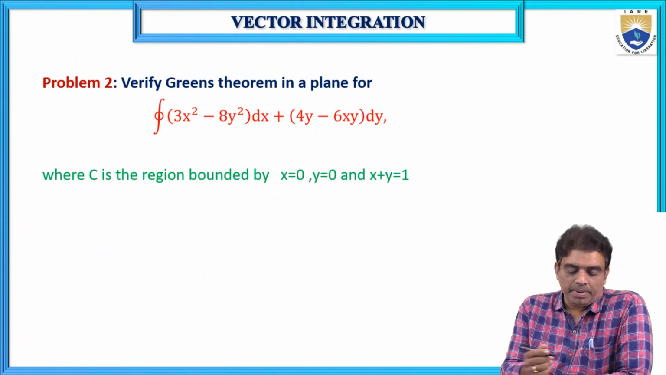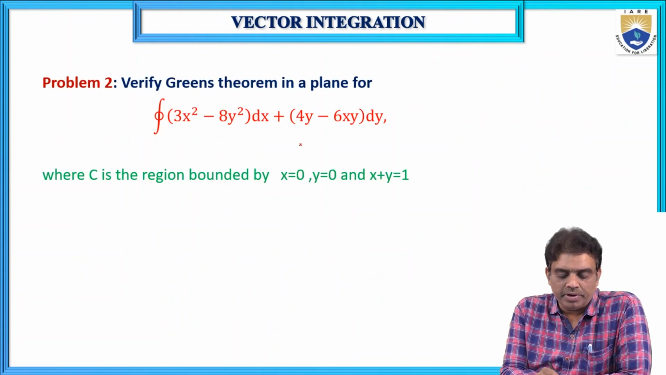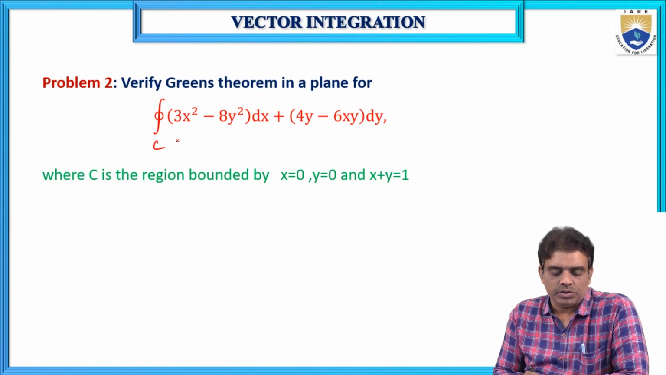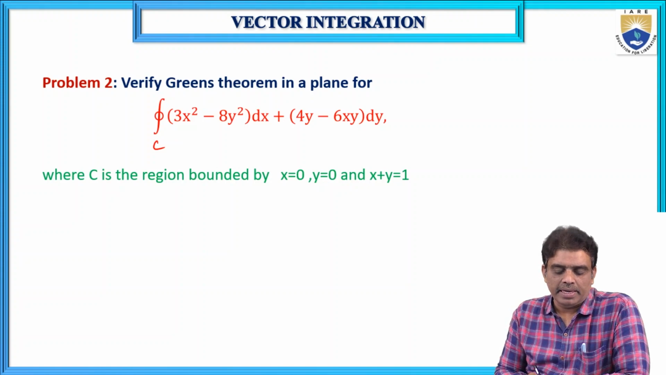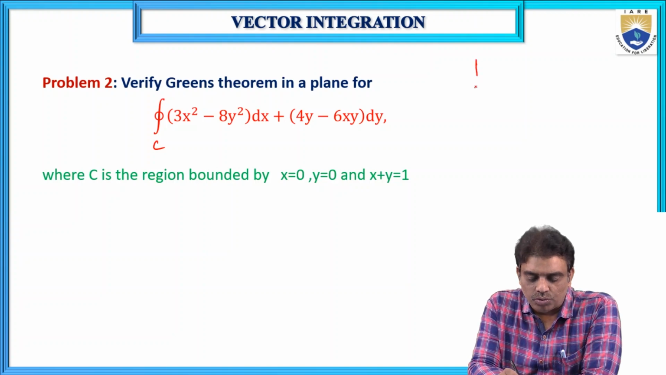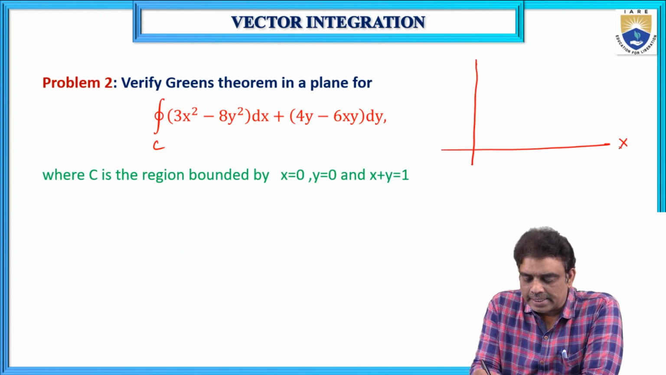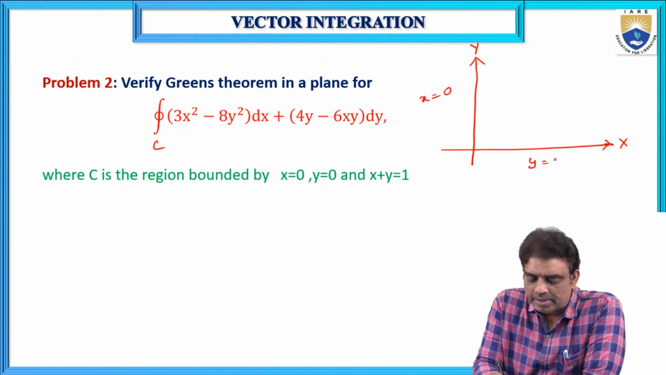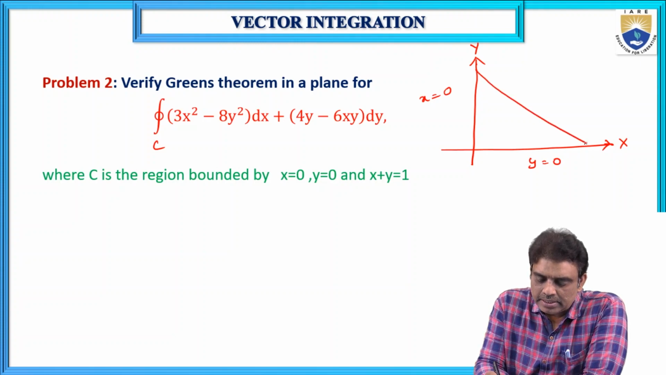So now see this problem. Verify Green's theorem for the function integral over the closed curve C, 3x square minus 8y square dx plus 4y minus 6xy dy, where C is the region bounded by x is equal to 0. So see this x-axis, y-axis. Y-axis means x is 0 and x-axis means y is equal to 0. And the other point is 1 comma 0. This is 0 comma 1 because it is the line x plus y is equal to 1.